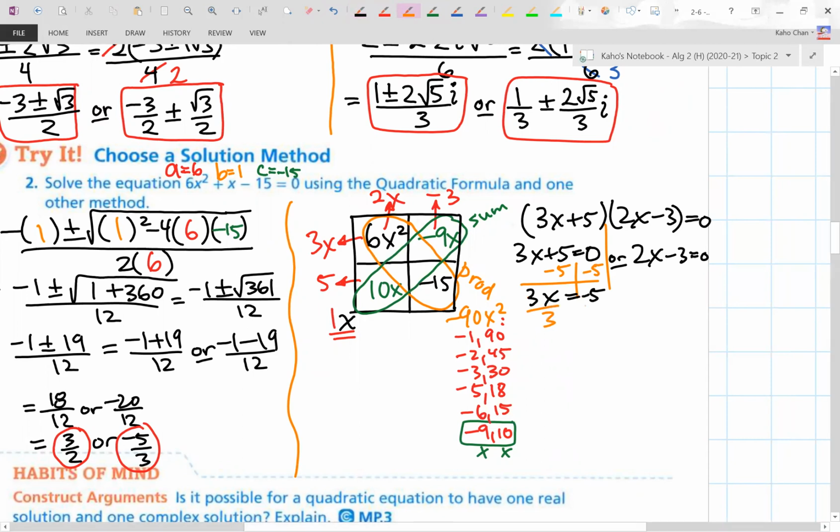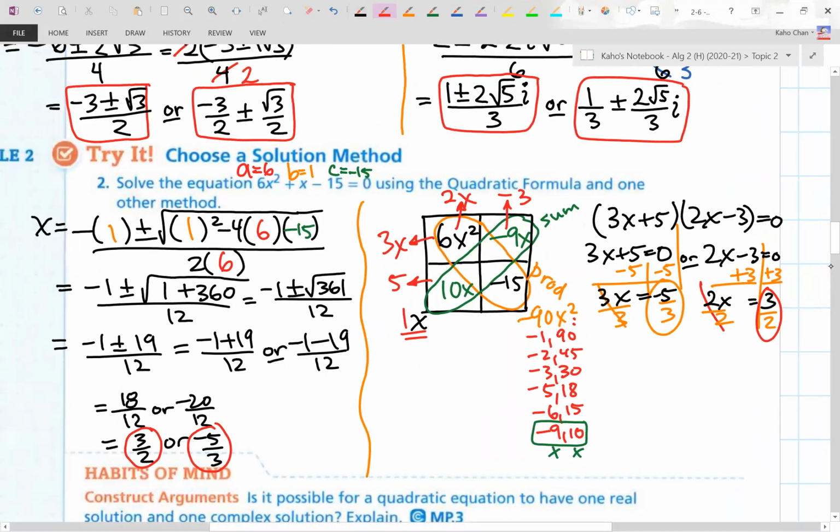There's our first one. Yay, negative 5/3. Looks familiar over here on the right. We'll get the other answer after we divide by 2. Amazing, huh? All right. Let's move on and answer some more questions. Any questions about example 2 ways?